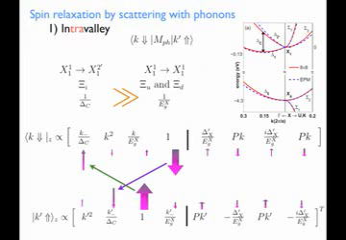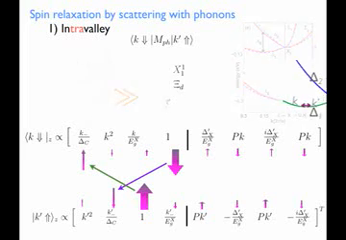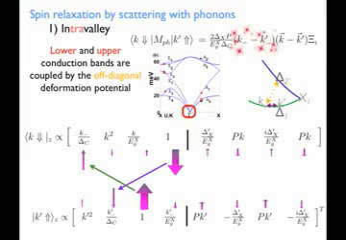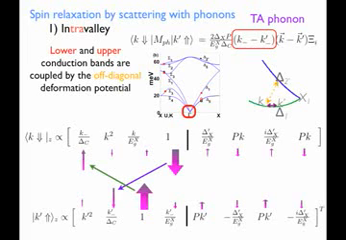So we conclude that the intra-valley spin flip transition is governed by the coupling between the lower and upper conduction bands. From the phonon dispersion relation, we can see that long wavelength acoustic phonons are involved. Furthermore, the matrix element, which is proportional to the difference of k and k prime in the transverse direction, indicates that the transverse acoustic phonon is involved. So the k-quadratic matrix element arrives at Yafet's prediction of T to the 5/2 temperature dependence of the spin relaxation rate.